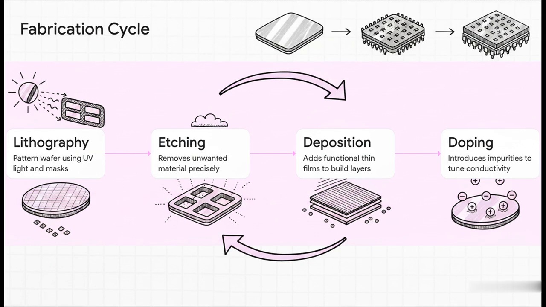To go from a bare, shiny silicon wafer to billions of precise transistors, factories rely on a continuous, repeating cycle of just 4 core processes. We've got photolithography, etching, deposition, and doping. You do these 4 steps to build the very first layer, then you loop back and do them all over again for the next layer, and the next. Let's look at each one in action.